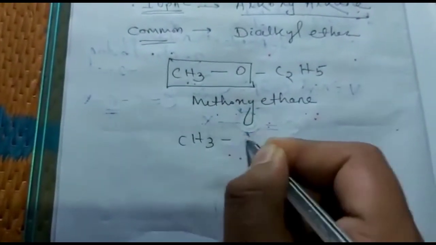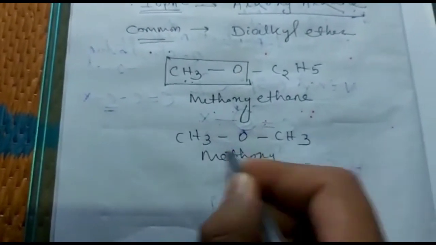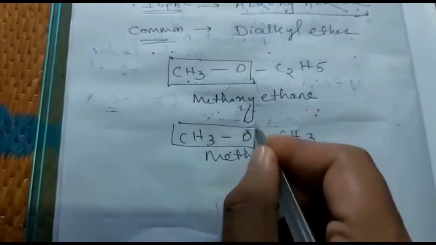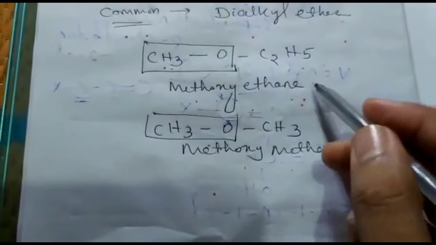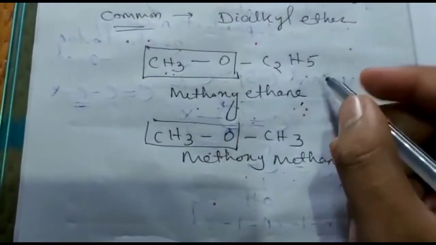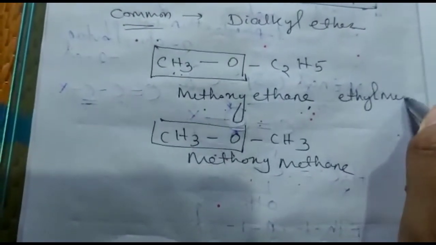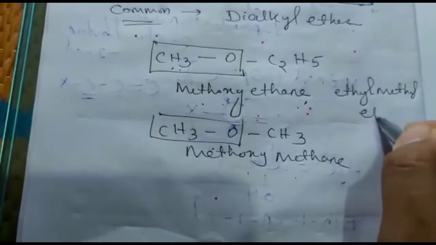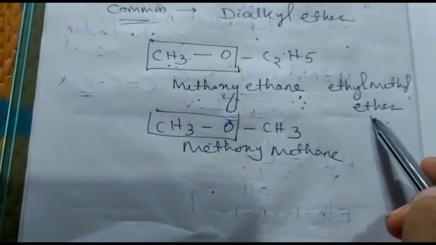Now you will ask, if both sides are the same, CH3OCH3, both sides same, then no problem, methoxy methane. This side also methoxy and this side is methane. Now what is the common name? This is the IUPAC name. What is the common name? In the common name it is ethyl methyl ether. Okay, two alkyl groups you have to write separately, then ether.